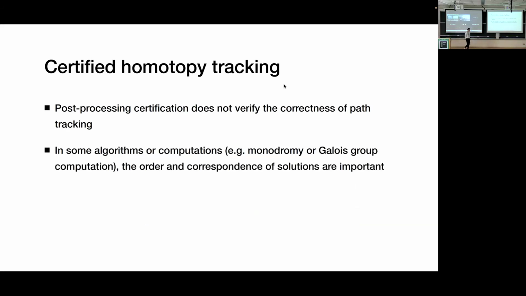Because in some computations, for example, if you want to compute the Galois group using the monodromy technique, just like Thomas presented yesterday, then the correspondence between the solutions of the target system and the start system is important. And this type of thing cannot be verified from post-processing certification. That's why we want to talk about certified homotopy tracking. This is what we want to do.